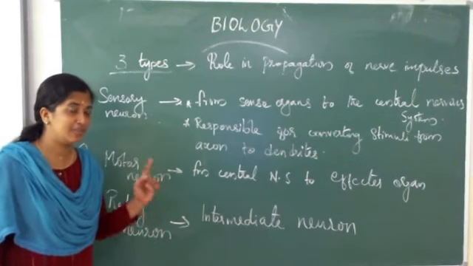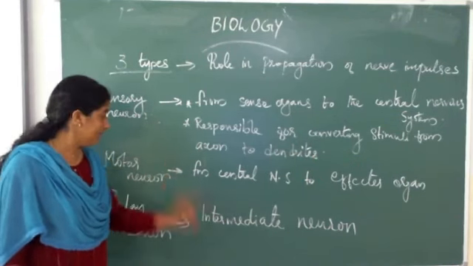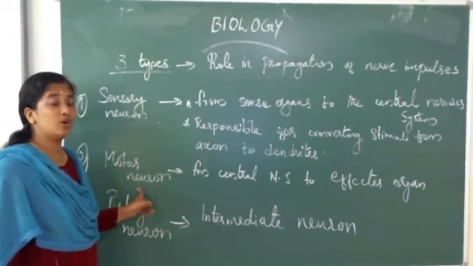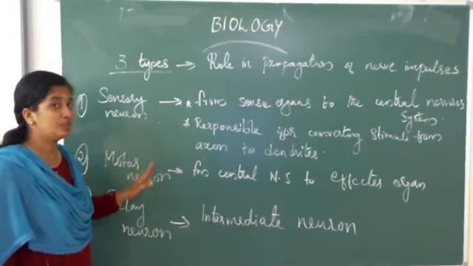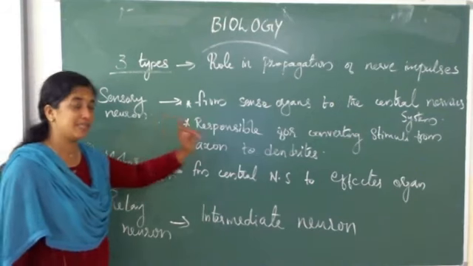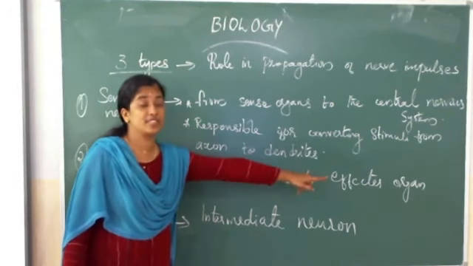Where that response is needed. To there, this motor neuron will transmit impulses. This motor neuron will transmit impulses from the nervous system to effector organs.